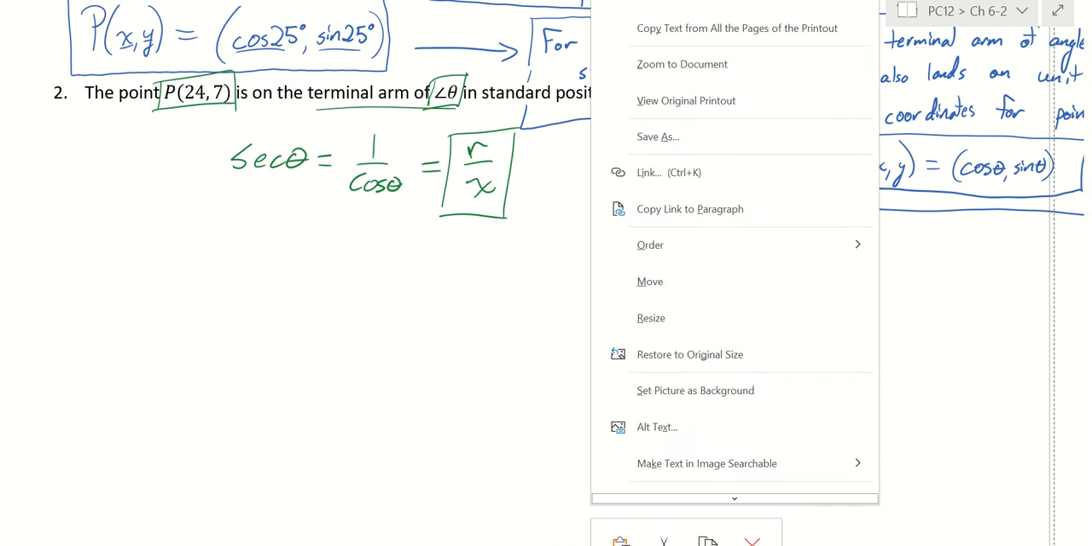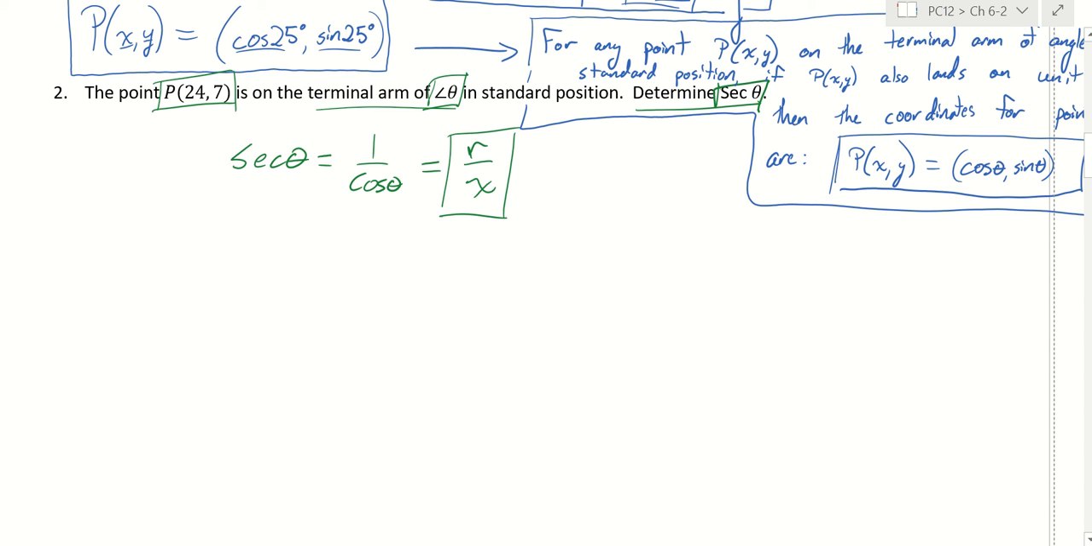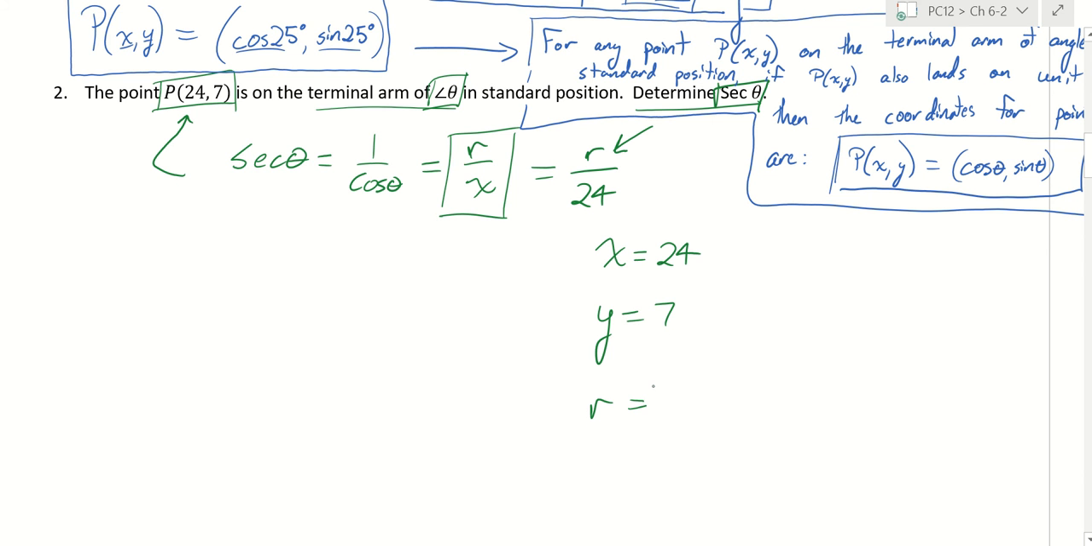Well, one thing that we know is that this point is at 24 and 7, so the x coordinate is really just 24. So we already know that this is just going to be the r value over 24. We really just need to find the r value here. We know that the y value is 7. We don't know what the r value is. It might help to draw a picture to show you some way of finding the r value.